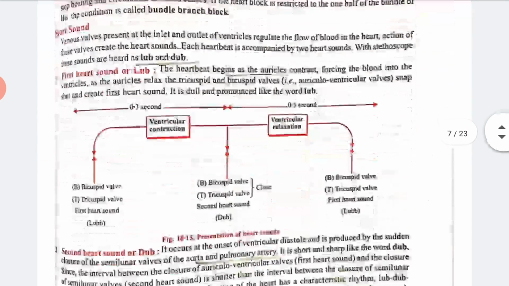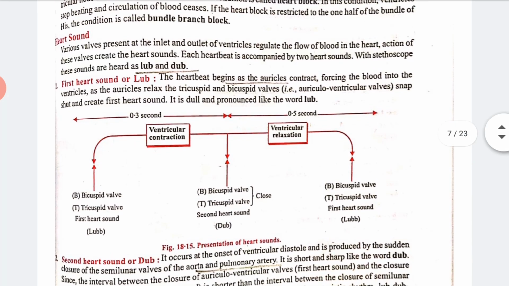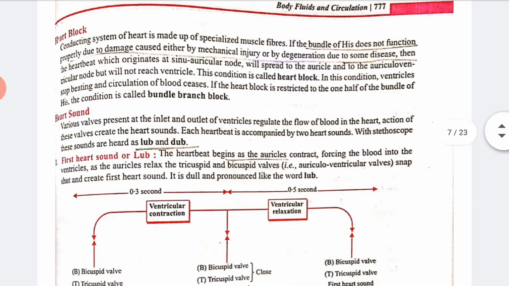Now let's talk about the heart. Yes, the heart also gets blocked. So let's talk about heart block. The conducting system of the heart is made up of specialized muscle fibers. The bundle of His does not function properly due to damage caused by mechanical injury or by degeneration due to some disease. Then the heartbeat is not originated at the sinoauricular node. In this condition the heart gets blocked. That means the bundle of His will not perform properly, the performance will stop, and that is known as heart block.